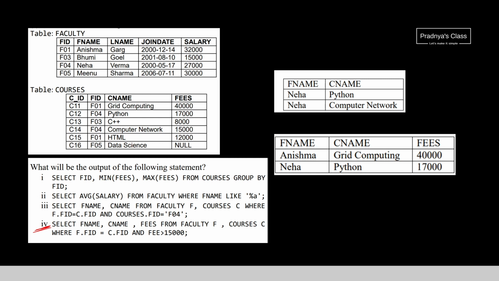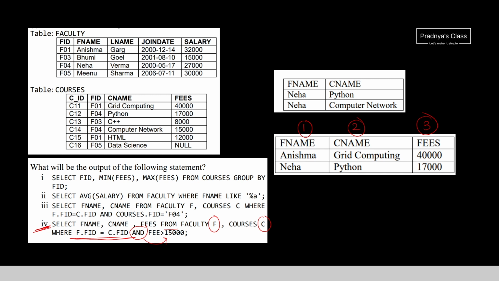Select F name, C name and fees. There are 3 columns which we are going to display. Okay, let's move ahead to the next part. From faculty F and courses C. Here also we are considering both the tables, means first we will join it and then we will see the criteria. So here is the statement to join. And the criteria we are mentioning with the AND operator.